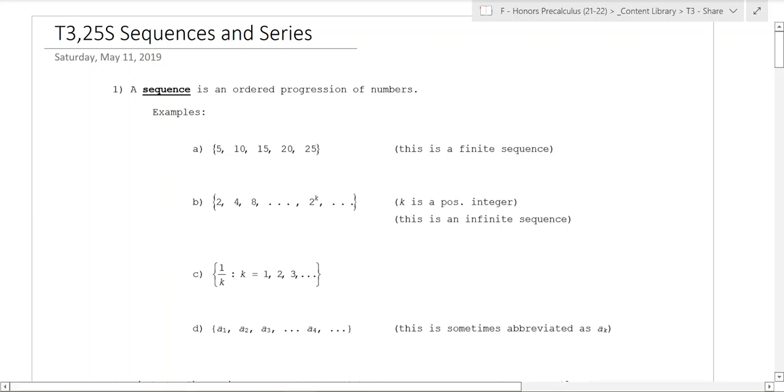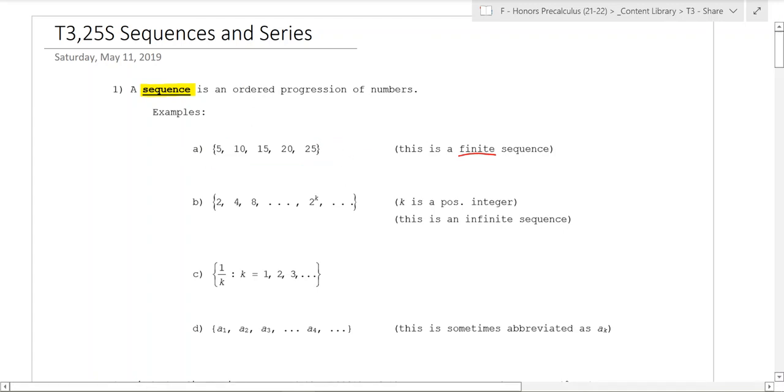We will be talking about sequences and series. A sequence is an ordered progression of numbers, so the order really matters. So here's one example. You have 5 numbers in order here, and this is finite because it is non-infinite. It has a beginning and an end.